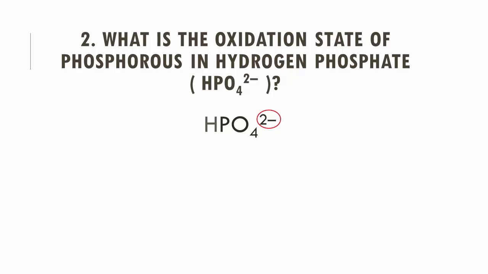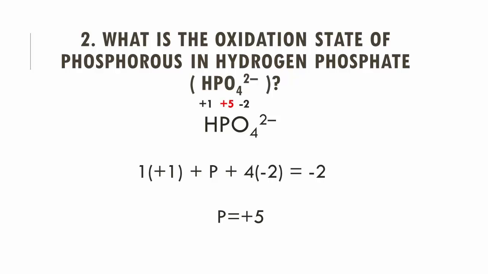Note that here we're in the presence of a polyatomic ion with a charge of -2. That means that the sum of the oxidation states has to equal -2. Doing this calculation, we find that phosphorus has an oxidation state of +5.